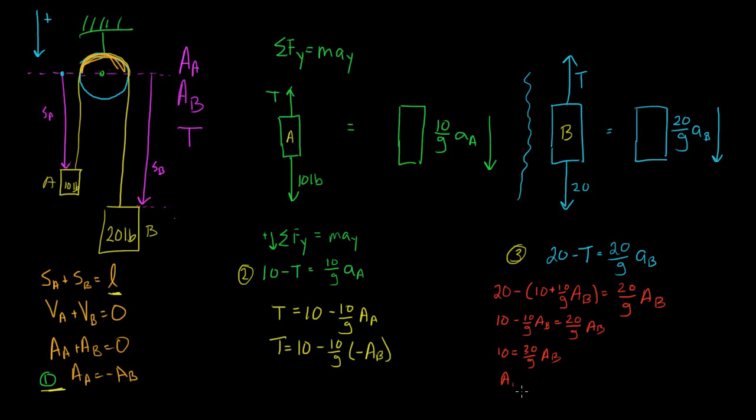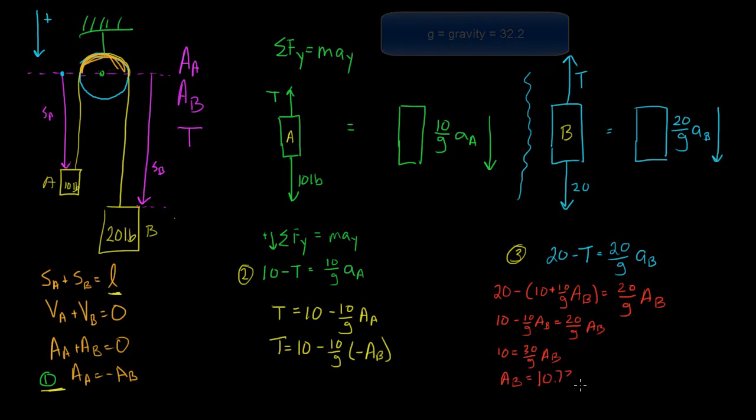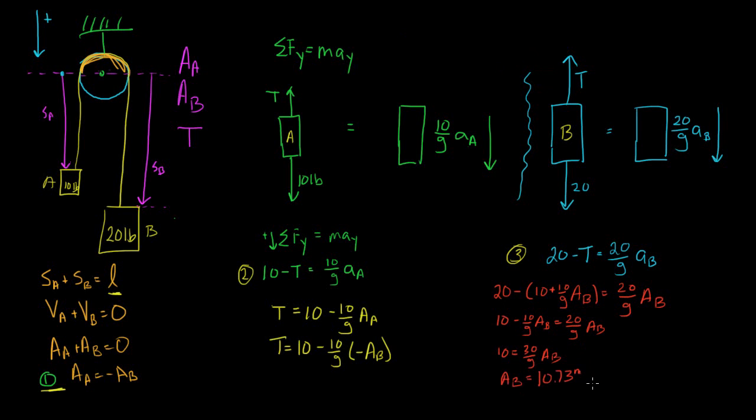And AB is equal to 10.73. This is feet, so it's feet per second squared. And this is our answer for what the acceleration of B is. And we should notice that it's a positive 10.73, so that means our assumption that it was moving down is correct. So this 10.73 is moving down.